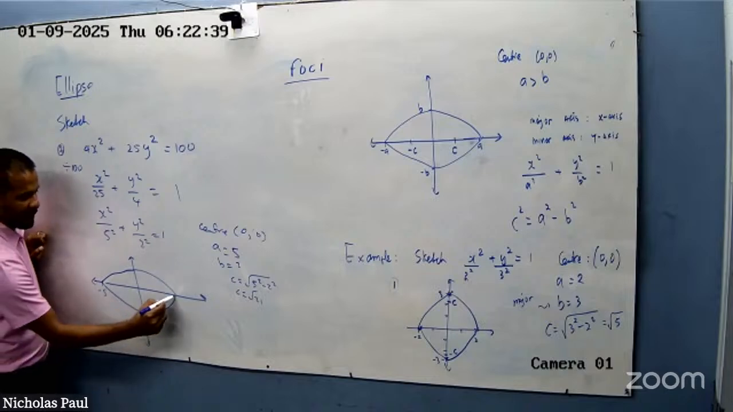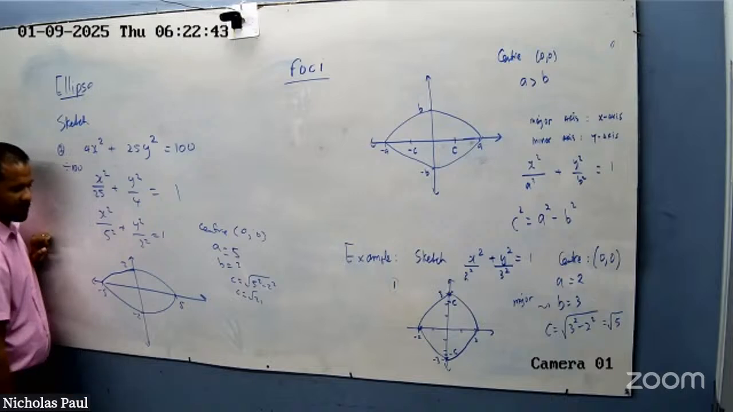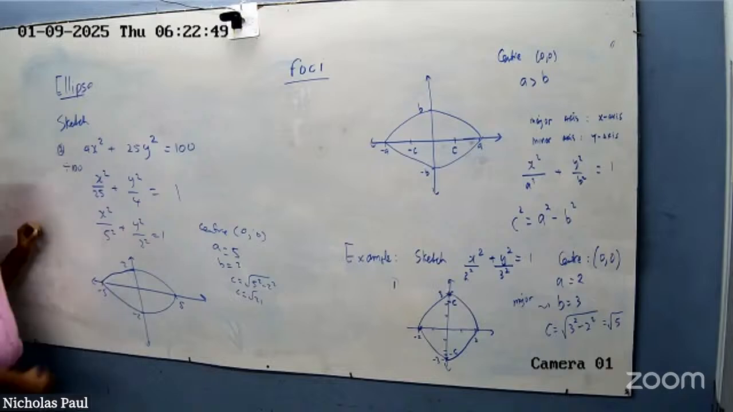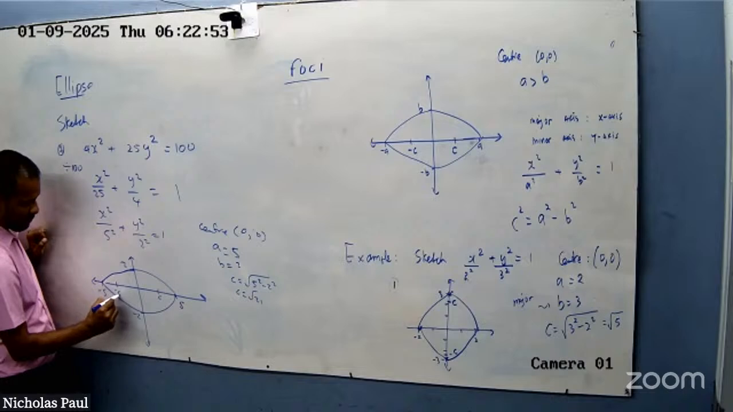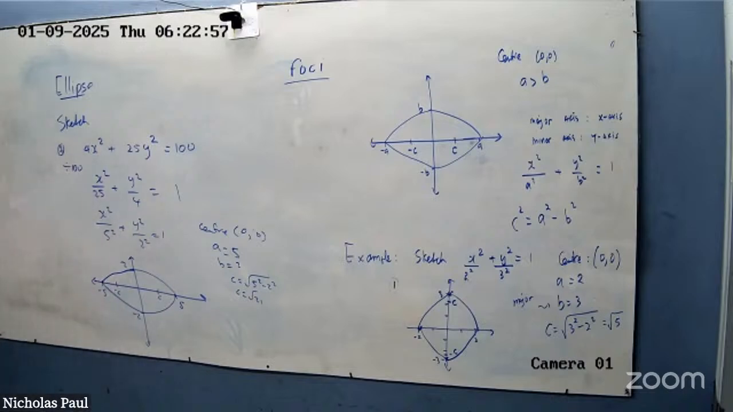Minus 5, 2, minus 2. Where does C belong again? Which axis does C belong to? C belongs on the major axis, right? Okay. So that is your equation. And you have the value for C, right?